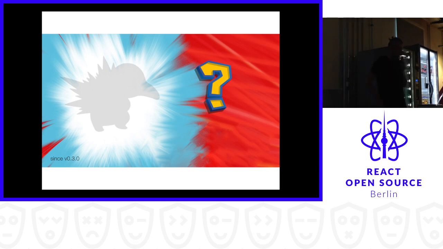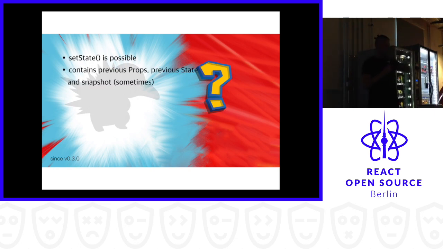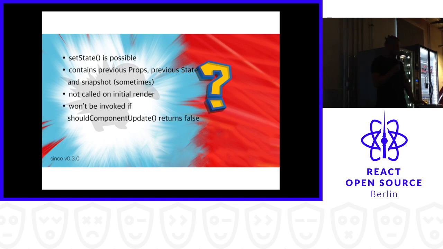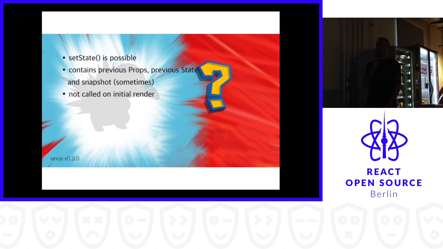And the next one, this is not from the originals, it's harder. But the method is from the originals, since early versions. So, setState is possible there. Yeah, componentDidUpdate. It contains previous props, previous state, and snapshot sometimes. Not called on initial render.